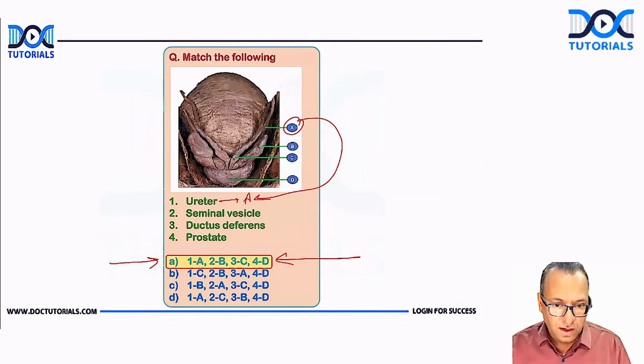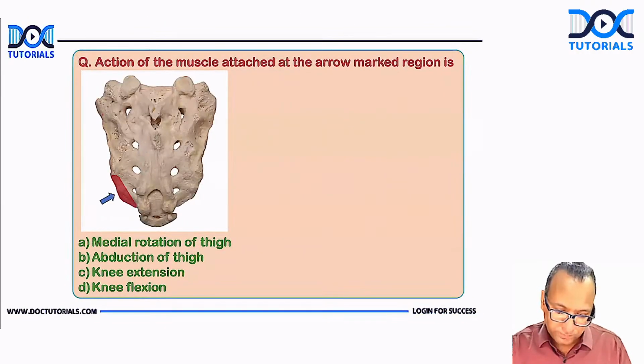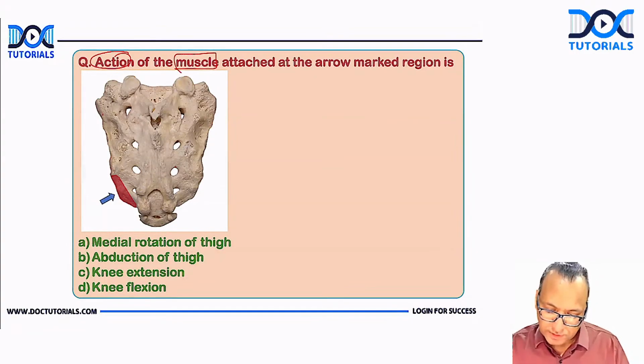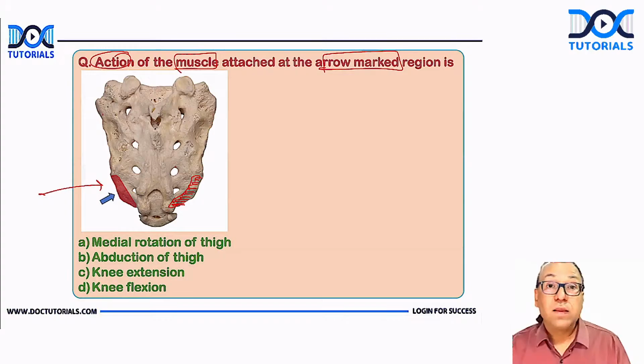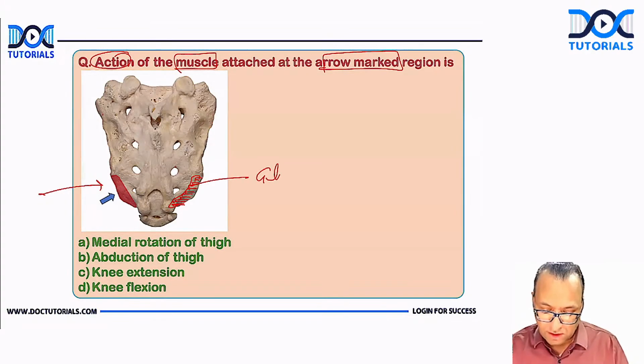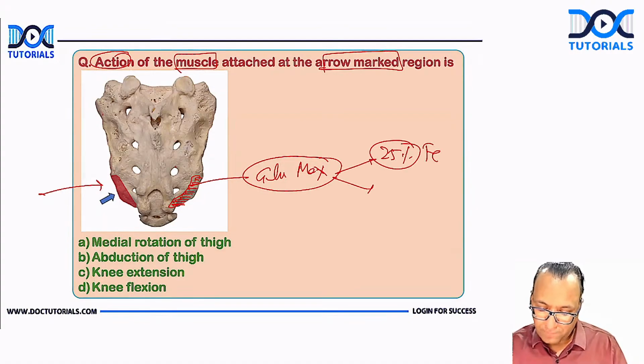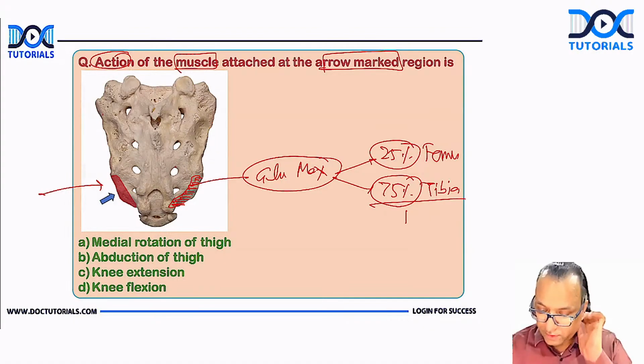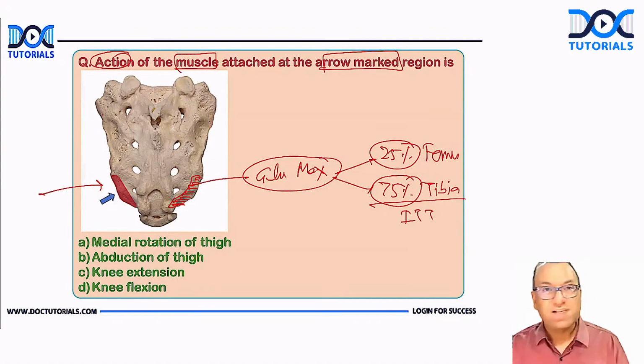Now, once you are through that, you are looking at this question, and it is asking about the action of the muscle which is attaching to the arrow mark region, this area. That area is basically gluteus maximus. That is the origin of gluteus maximus. Insertion is at two places: 25% of fibers into the femur, and 75% of fibers into the tibia through the iliotibial tract. I'll show a diagram also. But what is the action?